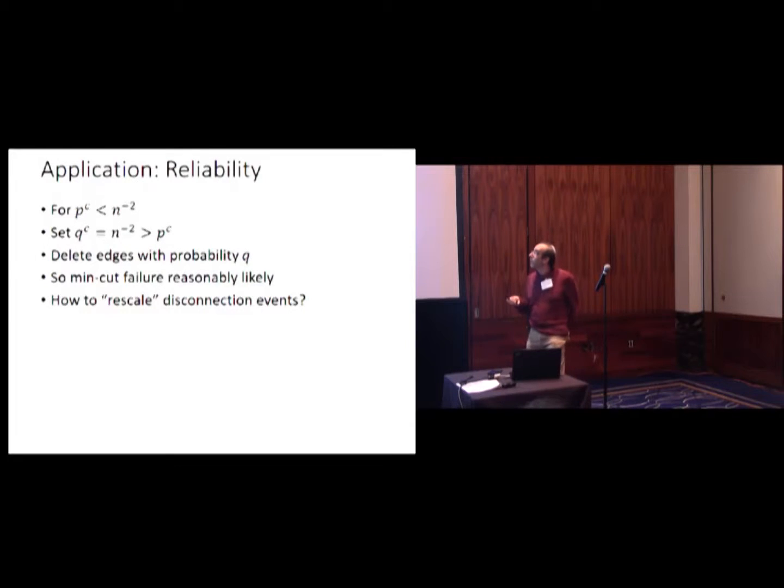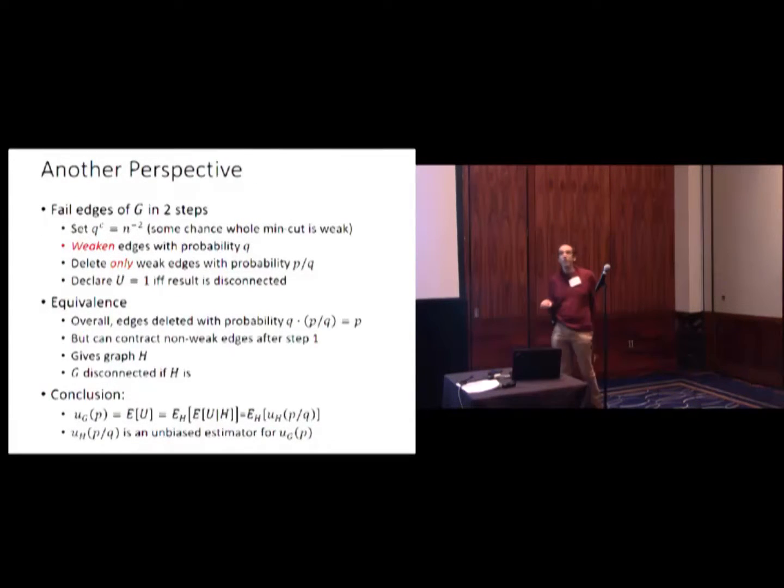So we're going to apply the same idea in reliability. We've already covered the case of p to the c larger than n to the minus 2. So in the case where p is small, I'm going to set q at this threshold value. I'm going to delete edges with probability q. So this is going to make it reasonably likely for a min cut to fail. So I will see some occurrences of these failed networks that I need to estimate. The question is, how do I rescale the disconnection events to give me a proper estimate for the original network's unreliability? In order to do that, I'm going to take a slightly different perspective.